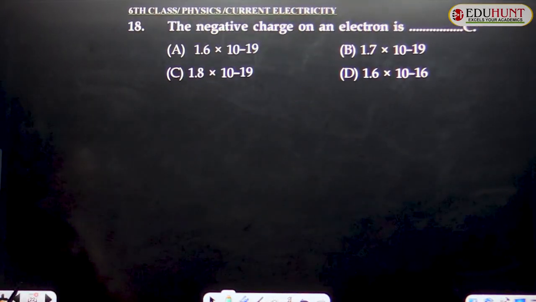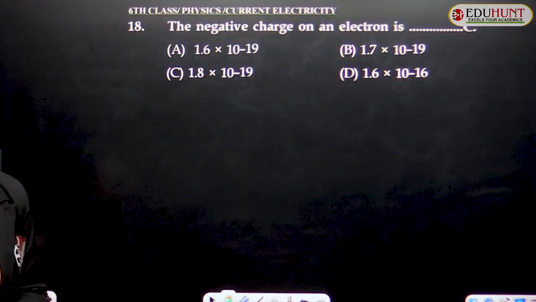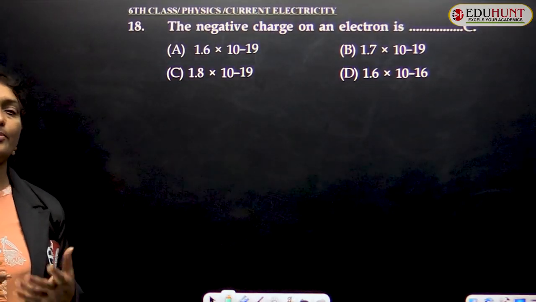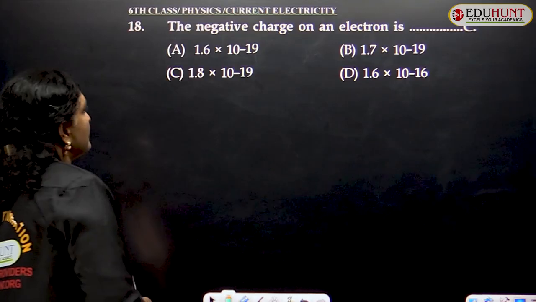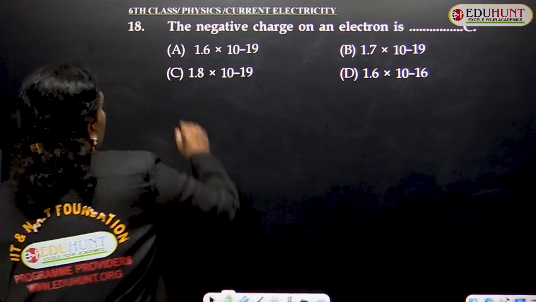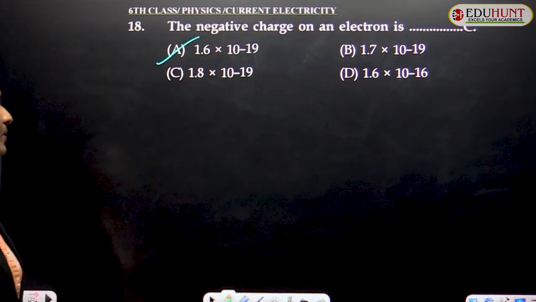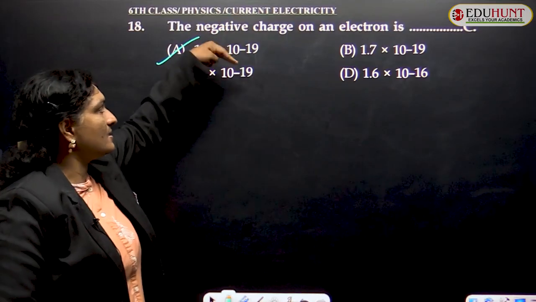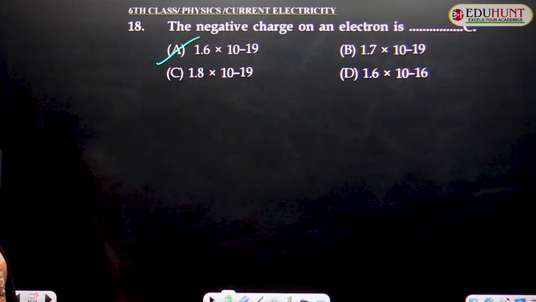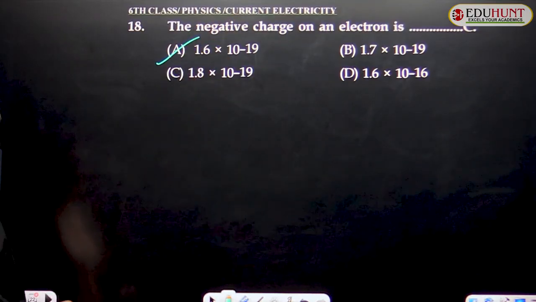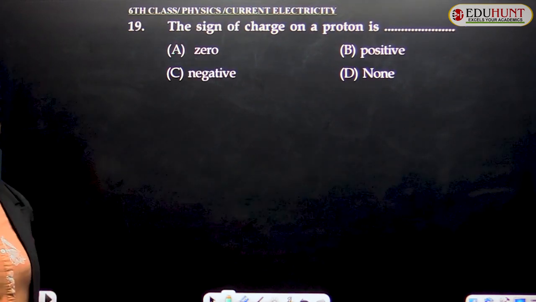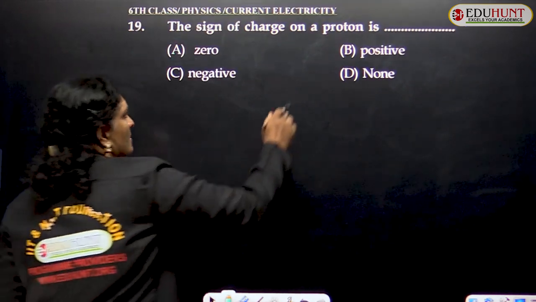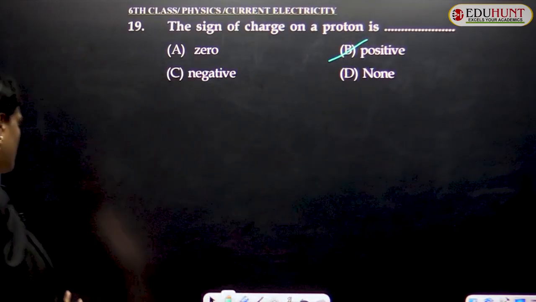The magnitude of charge of an electron or proton, what is the value, children? 1.6 into 10 power minus 19. So, here goes your answer: 1.6 into 10 power minus 19. We can correct that, children. Well, the sign of charge on a proton: a proton generally has a positive charge. So, option B must be true.